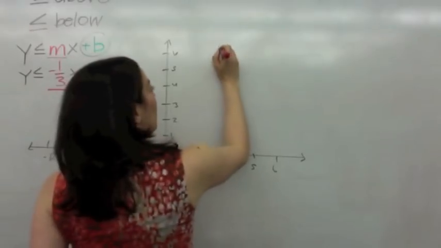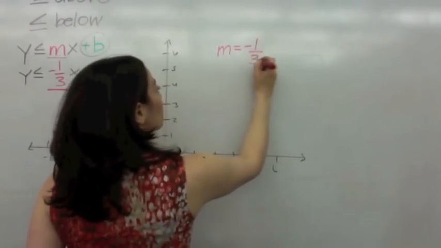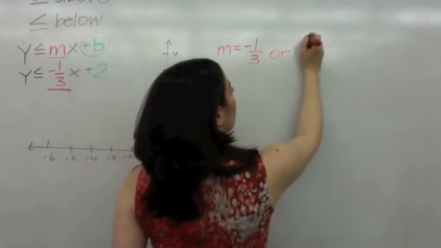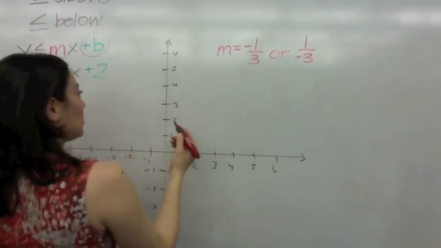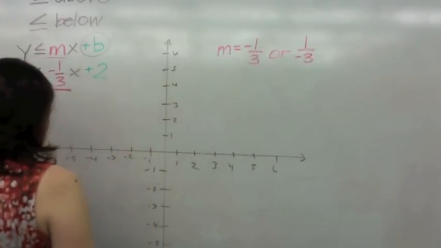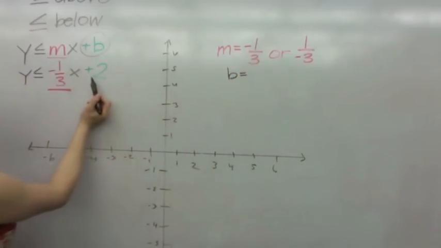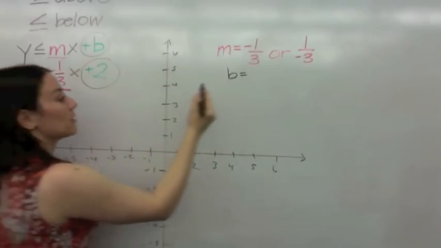M is equal to, we'll write it over here, negative 1/3. Very good. There's only one negative on each side. And what is b equal to? B is your y-intercept. What is the y-intercept? The y-intercept is positive 2.